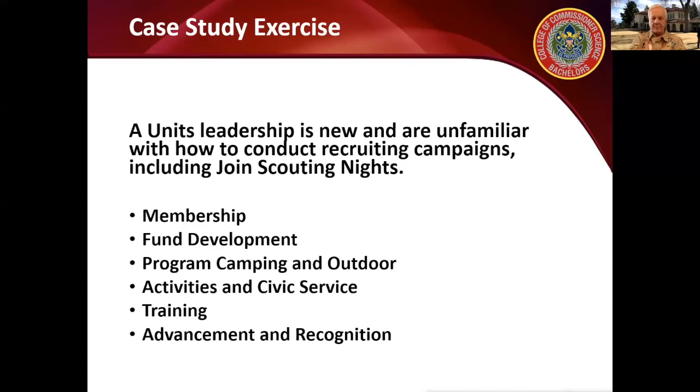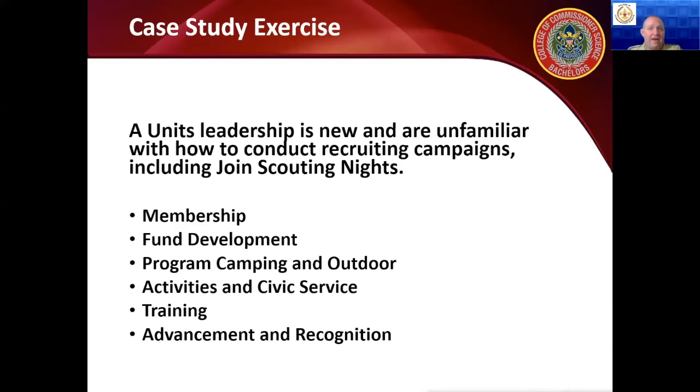Membership. Yep, membership. For lots of units, at least because of how we've been functioning in the past as councils in Utah, they haven't done a lot of scouting nights or recruiting events. But there is a lot of support available through the district as well as the council, as well as for flyers.